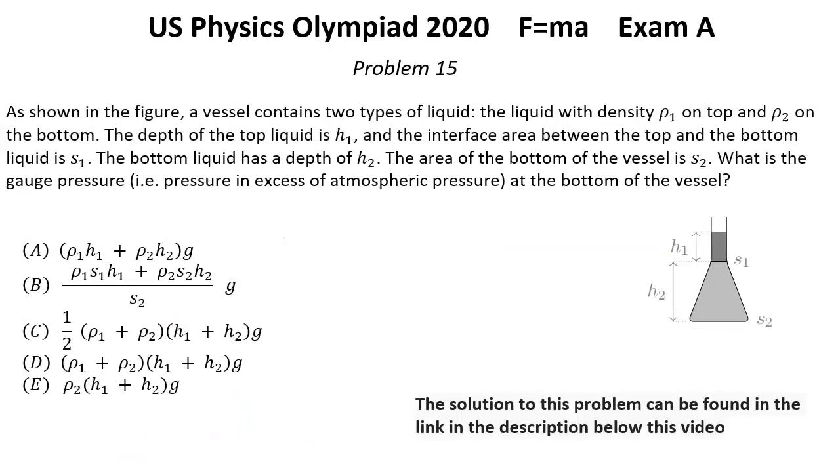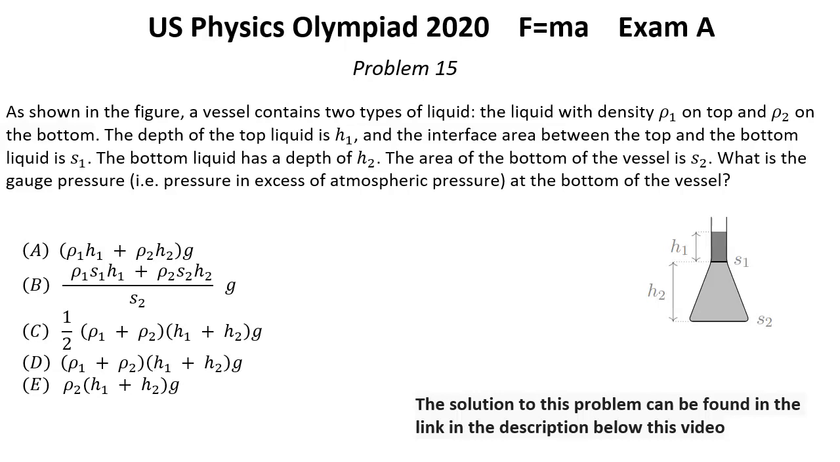Problem number 15. As shown in the figure, a vessel contains 2 types of liquid. The liquid with density ρ1 is on the top and ρ2 on the bottom. The depth of the top liquid is h1, and the interface area between the top and the bottom liquid is S1. The bottom liquid has a depth of h2.